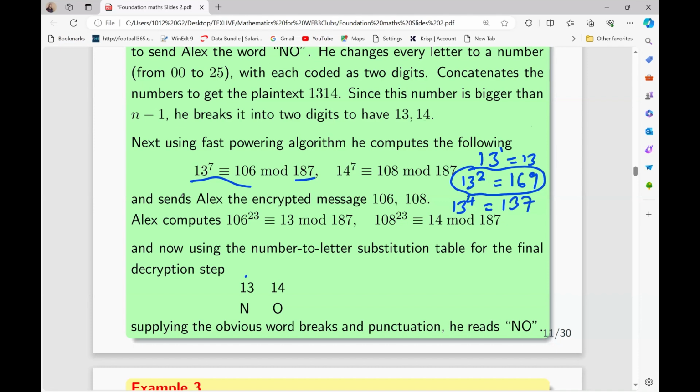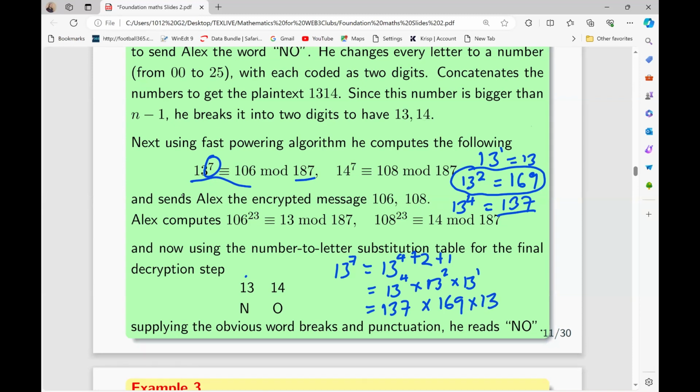Now, if I square this one again, I'll get 13 raised to 8, which I don't require. What I require is 13 raised to 7. So then I can say 13 raised to 7 is the same as 13 raised to 4, this 4 plus that 2 plus that 1, because 4 plus 2 is 6 plus that is 7, which is the same as 13 raised to 4 times 13 raised to 2 times 13 raised to 1. But 13 raised to 4 is 137, and 13 raised to 2 is 169, and 13 raised to 1 is 13.